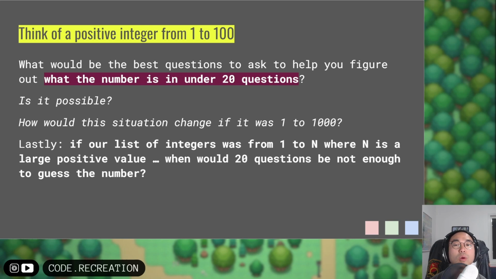We're going to think about what would be the best questions to ask to help you figure out what the number is in under 20 questions. And we're also going to think about, is it possible? And how would this situation change if it was 1 to 1,000? And then we're going to grow this question to the following question. If our list of integers was 1 to n, where n is a large positive value, when would 20 questions be not enough to guess the number?